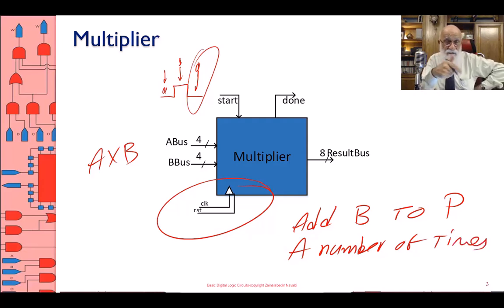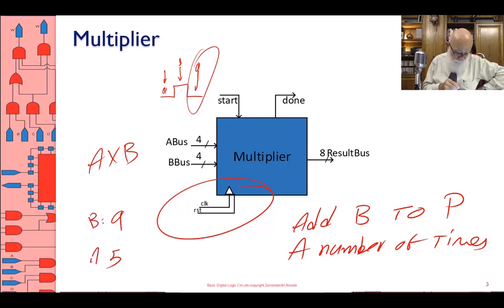So if A is 5, B is 9. Let's add B to the product, initially being 0. P is initially 0. Let's add B to P. The first time you add is 9. The second time you add is 18. The third time is 27. Finally, after 5 times, it becomes 45. And this is my algorithm.